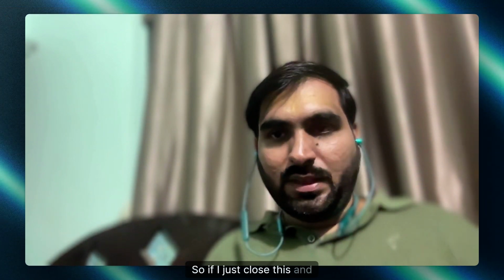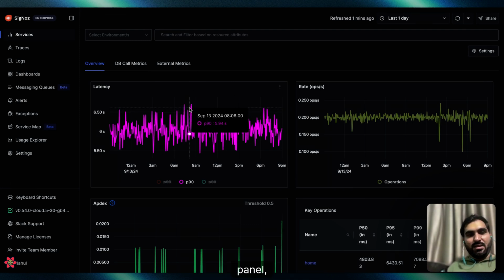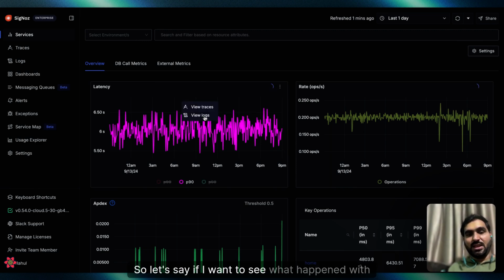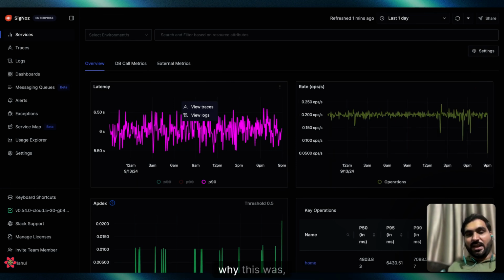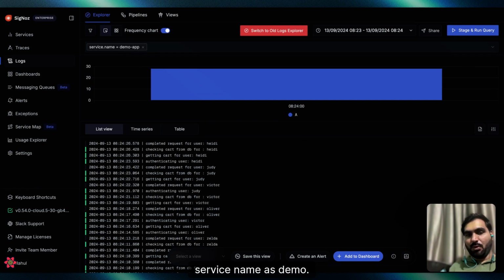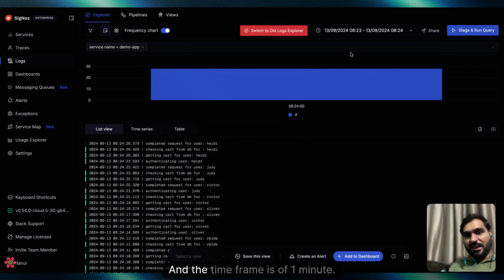If I just close this, let me show you one more feature. Let's say we want to correlate our logs and the latency panel of our services. One can do this as well. Previously we had only one button called view traces, but now we have one more called logs as well. Let's say I want to see what happened with this particular service, why there was a spike in the latency and all such things. I can navigate to the log section, and you can see here that by default a filter has been applied, service name as demo. And for that service, we can see there are some logs generated. The time frame is 1 minute.